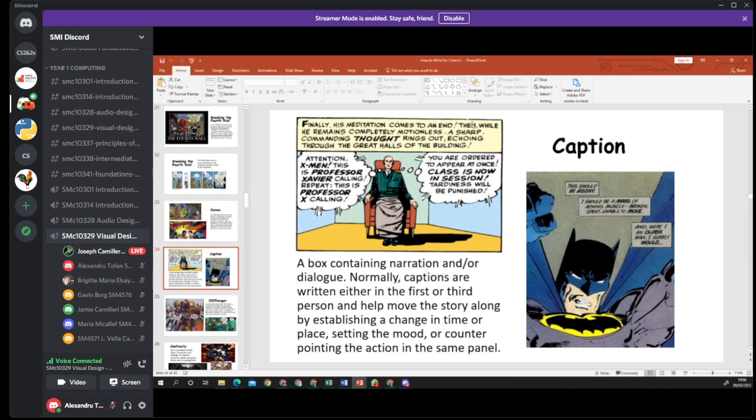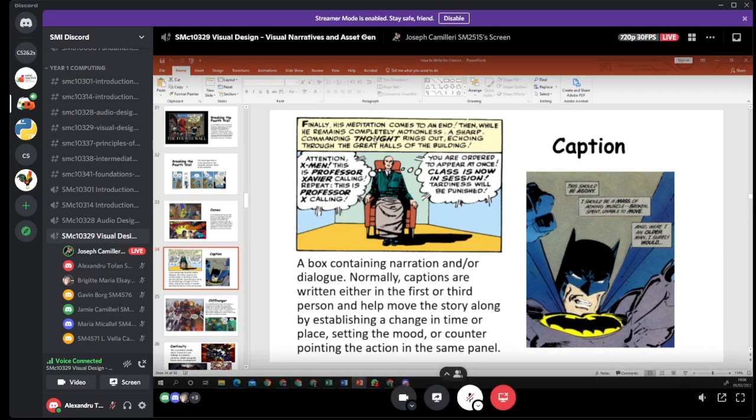Finally, his meditation comes to an end. Then, while he remains completely motionless, a sharp, commanding thought rings out, echoing through the great halls of the building.